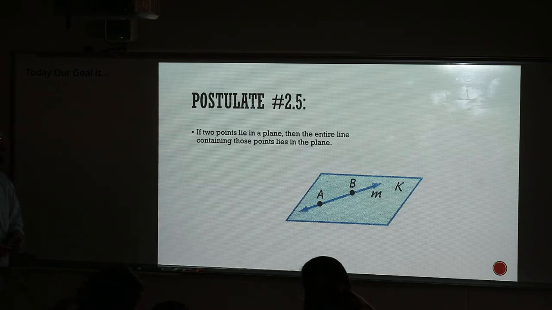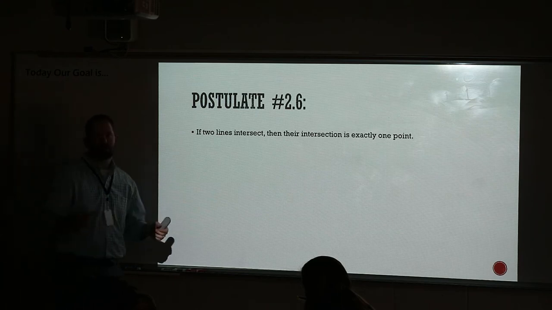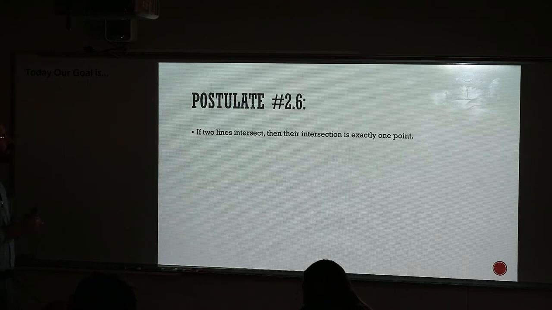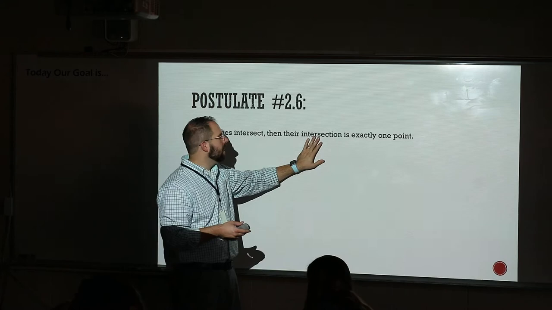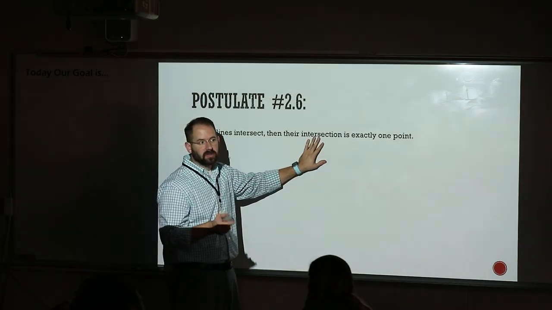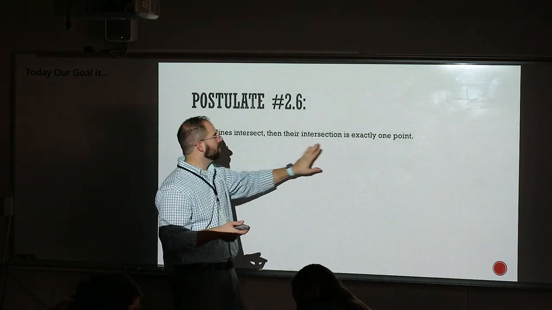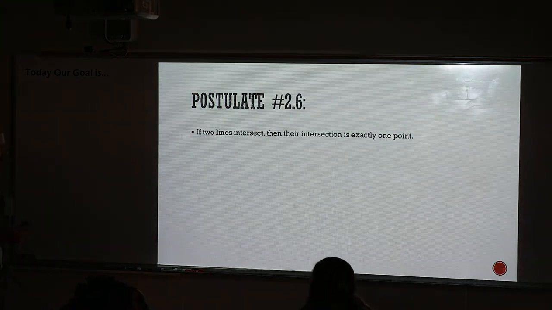That's 2-5. So we're talking about a line on a plane. 2-6. Two lines cross each other. So you have two lines. They're going to intersect at exactly one point. One spot where they're going to cross. Because the word intersection, if you go back and look at the definition, it's when geometric figures share common points. Points, like plural, would be more. Well, when the lines cross and they share a point, that's called an intersection.